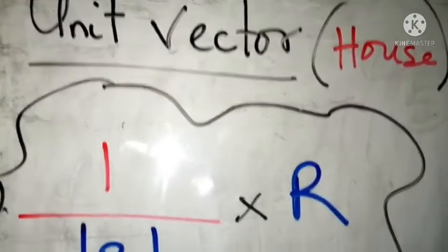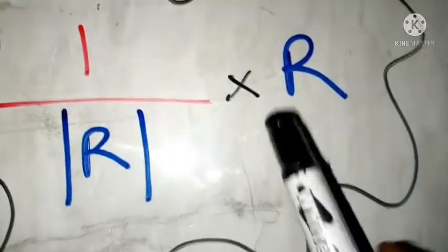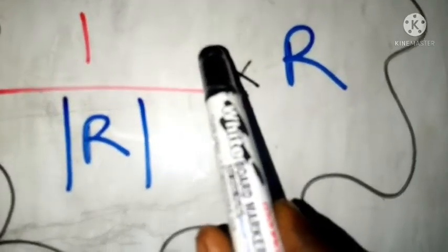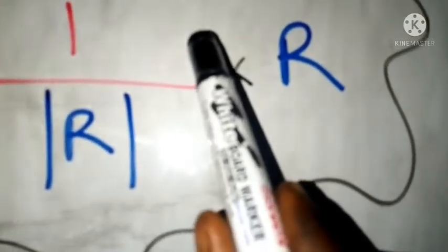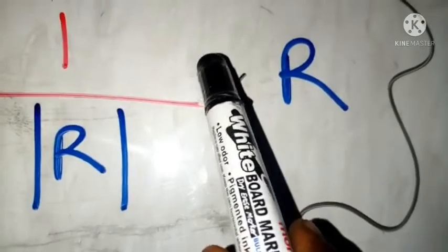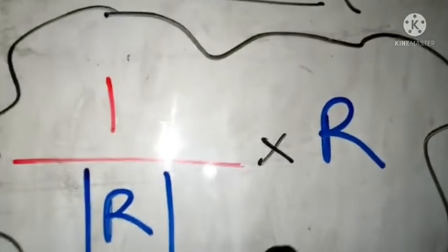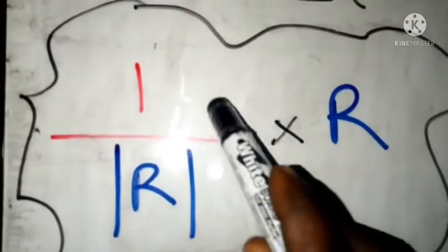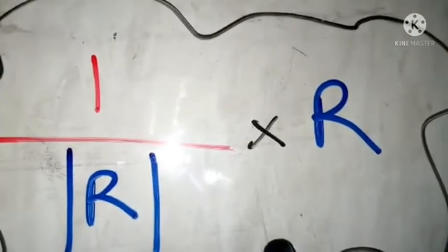This is what we call a unit vector. Just like a whiteboard marker, you are able to identify this thing by its image, right? The same way, if they ask you to find a unit vector, this is what you have to use. This is the image of the unit vector.